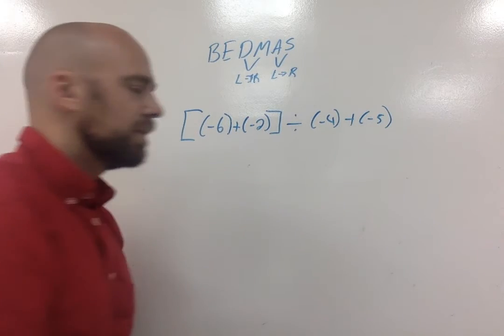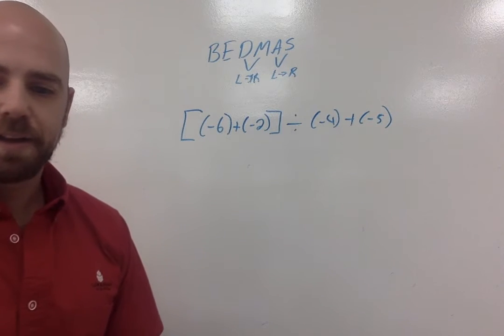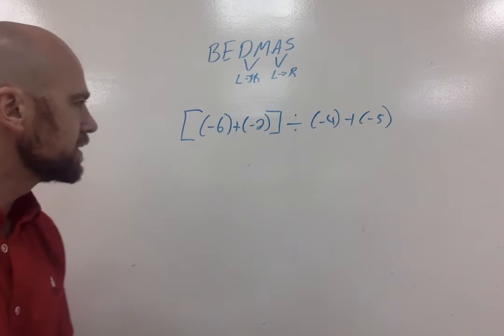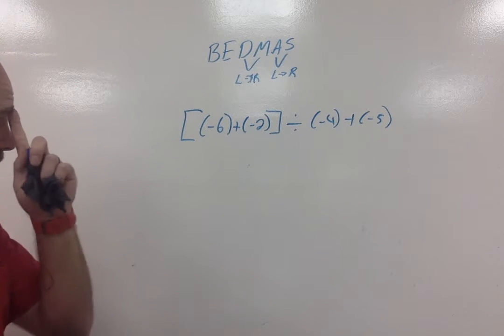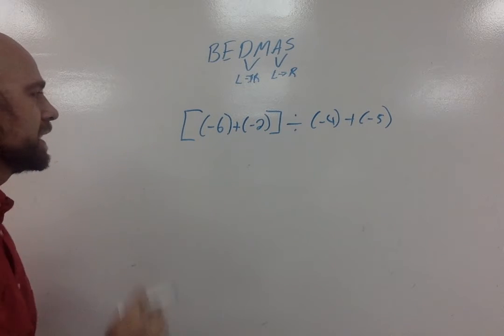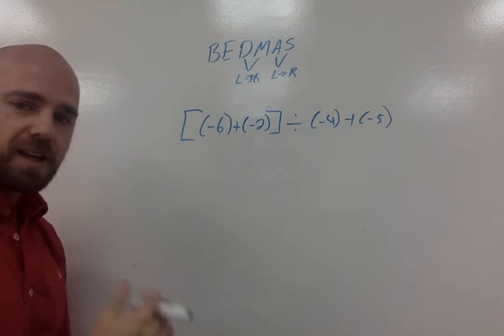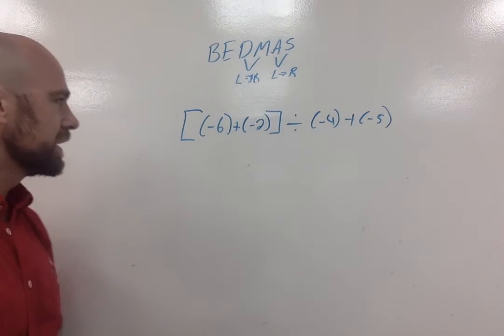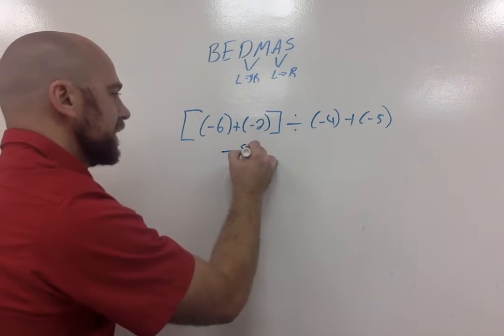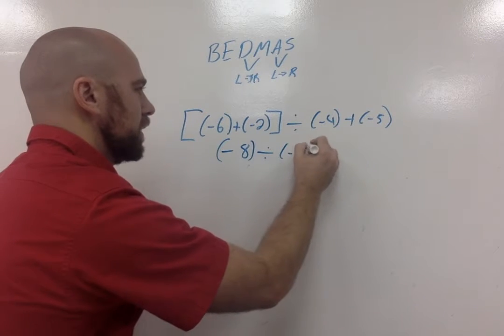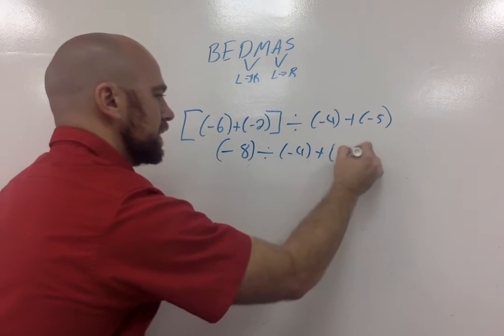All right, so give this one a go, and then we're going to solve it together. As soon as you're done, you can hit play. All right, so for this answer, I'm going to do this part first. I have a negative plus a negative, so I'm adding two negatives together. I'm going to get a bigger negative. So I'm going to get negative 8 divided by, now I've got negative 4 plus negative 5.